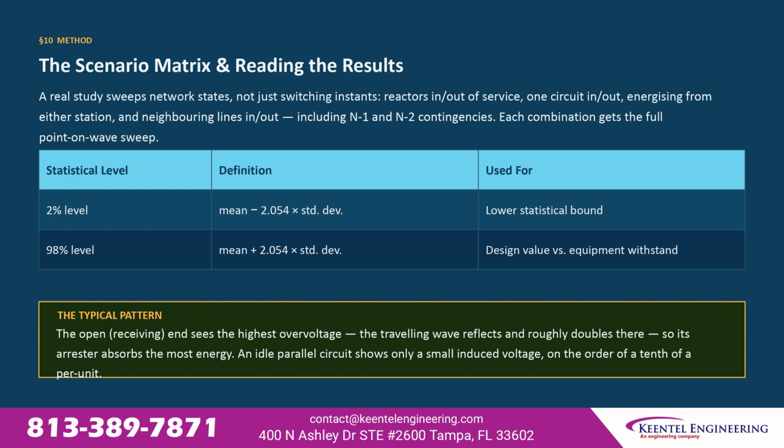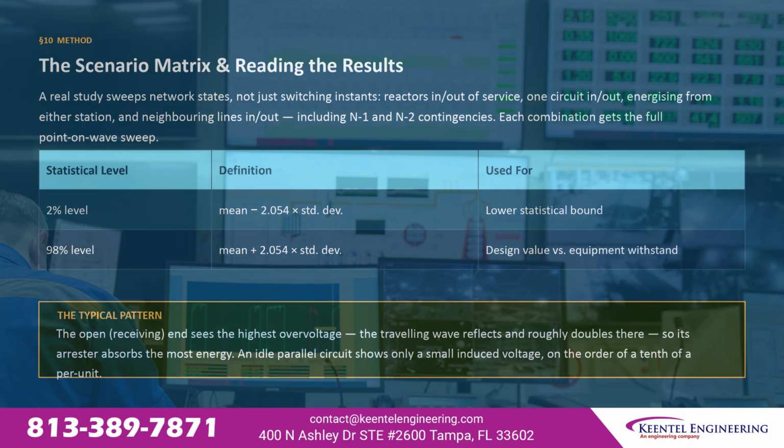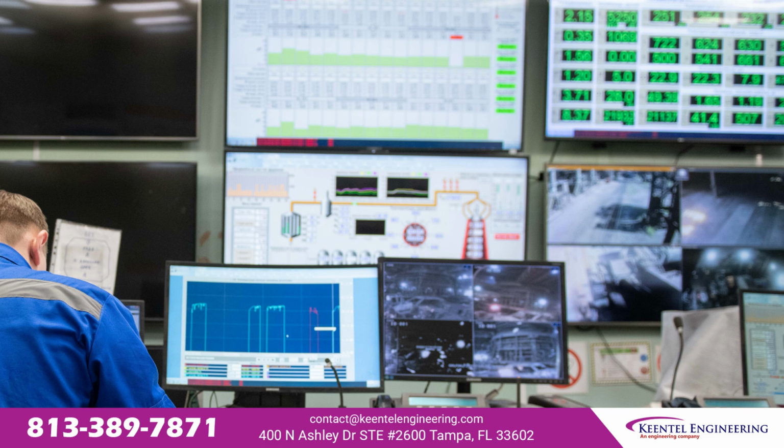The open receiving end sees the highest overvoltage. The traveling wave reflects at the open terminal and roughly doubles, so the arrestor at that end absorbs the most energy. An idle parallel circuit typically shows only about 1/10 of a per unit induced voltage, well below concern.